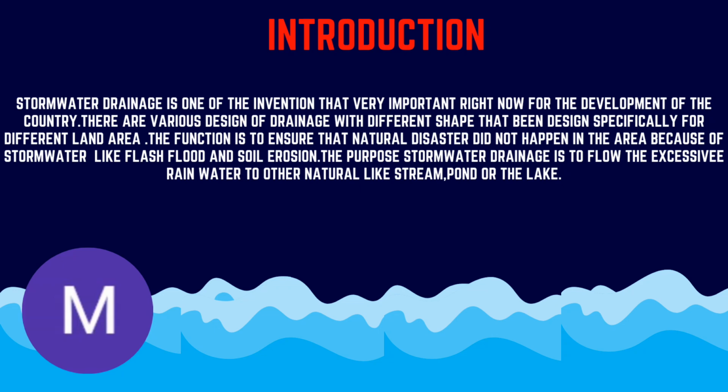For the introduction, stormwater drainage is one of the inventions that is very important right now for the development of the country. There are various designs of drainage with different shapes that have been designed specifically for different land areas. The function is to ensure that natural disasters like flash floods and soil erosion do not happen in the area because of stormwater. The purpose of stormwater drainage is to flow the excessive rainwater to other natural bodies like a stream, pond or lake.